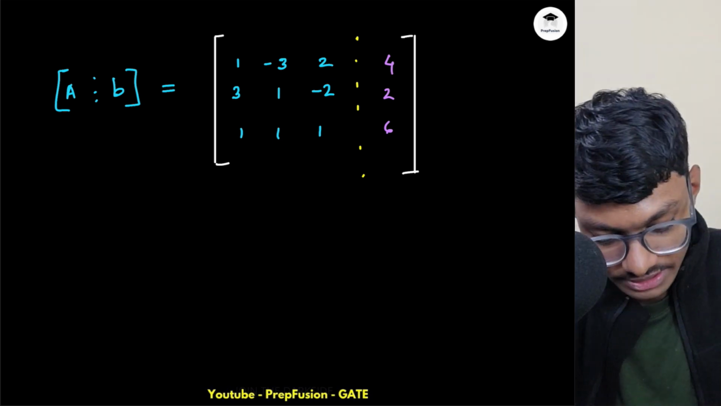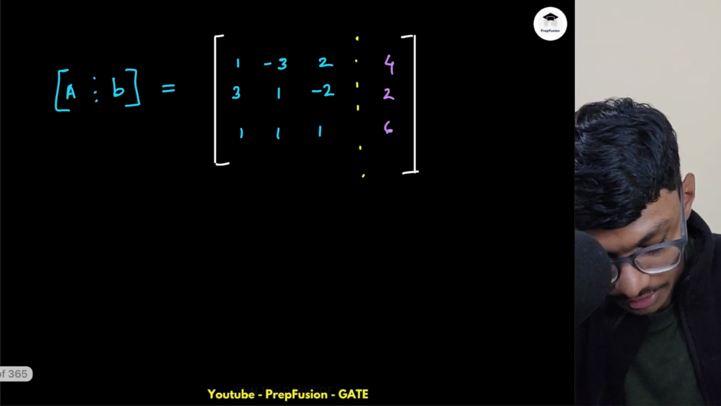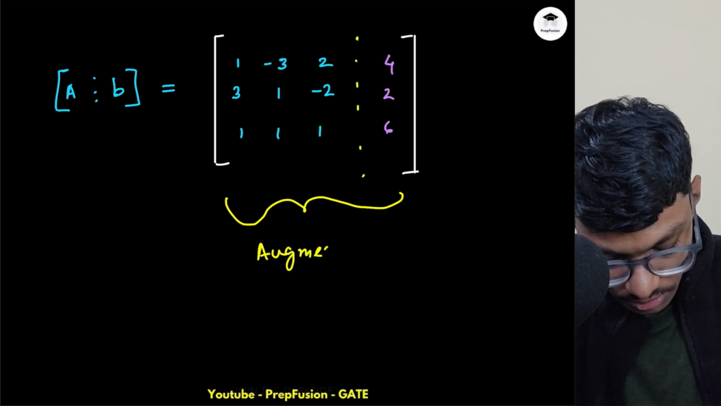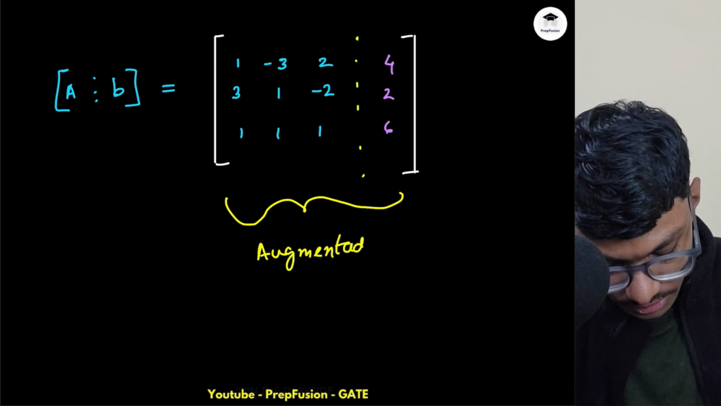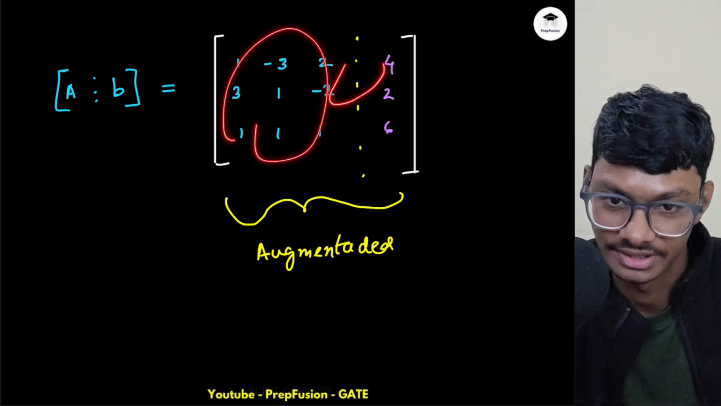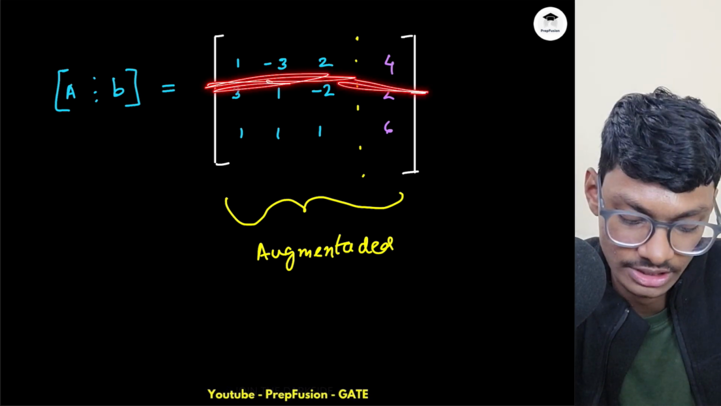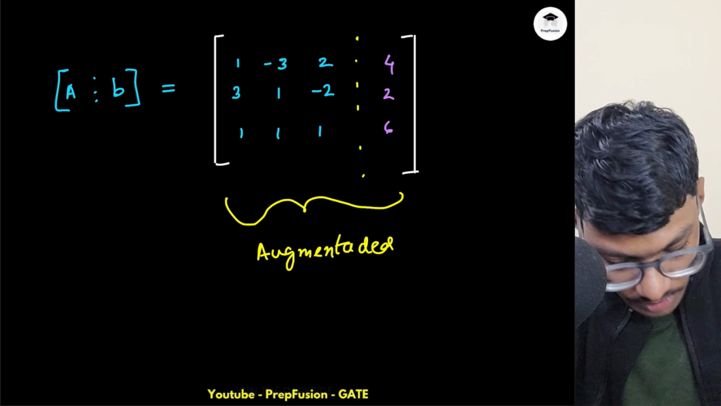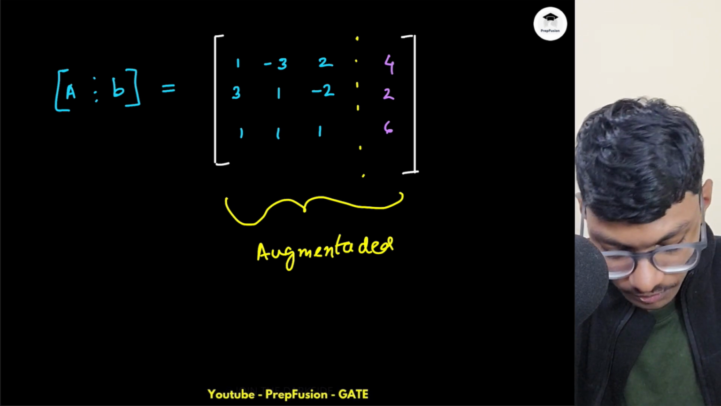So basically this is known as the augmented matrix, because I have joined two matrices A and B. Augmented matrix. Basically we are just trying to see both of these together, right? That's why, because if I do some operation here, this has to also be done here, because we're doing the row operations. That's why we make them same.